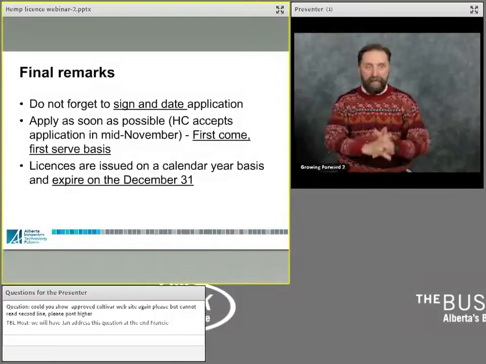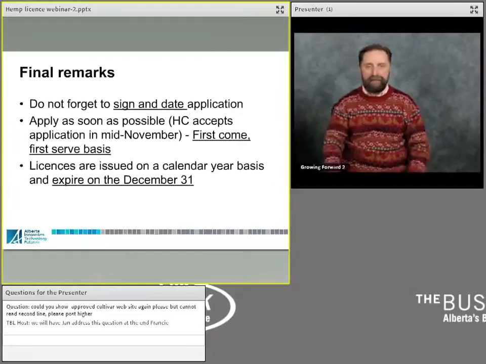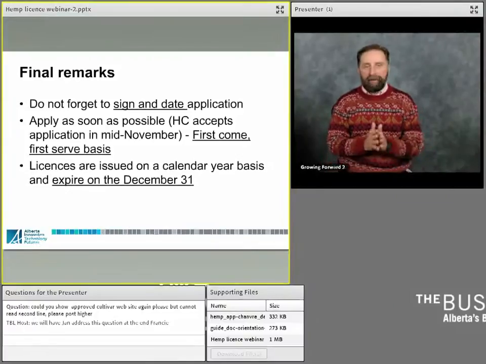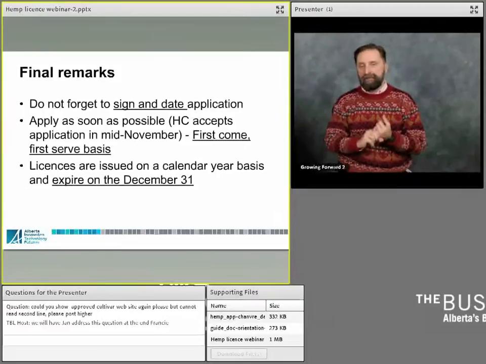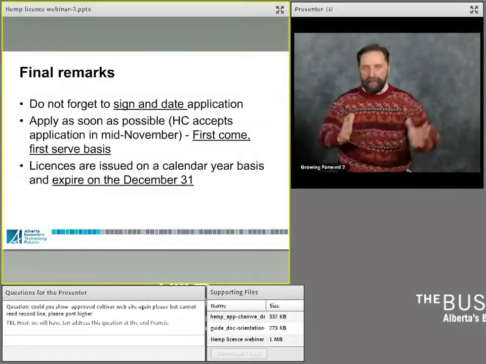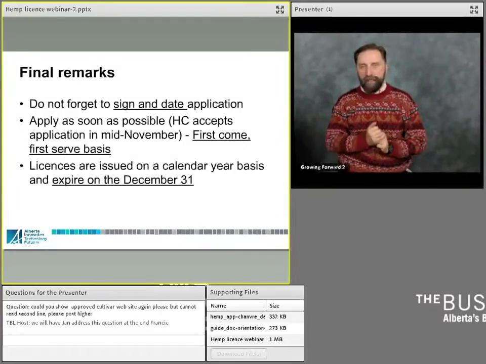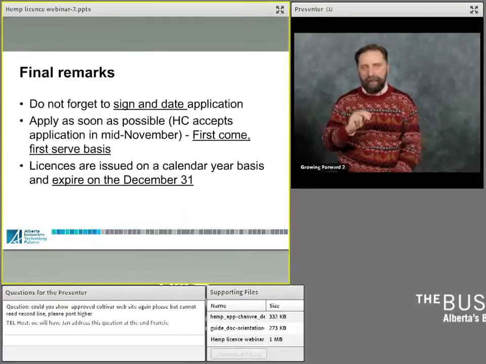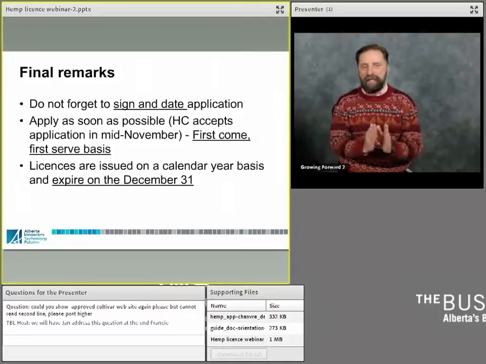Okay, a few final remarks. Don't forget to sign and date your application. As I said before, it is the most common mistake made by applicants. Apply as soon as possible. Health Canada accepts applications now, on a first come, first served basis. Last year, Health Canada received 746 license applications, and they have only 2 people. So it is in your best interest to start working on your application right away, gathering all this data, gathering signatures, gathering whatever you need.